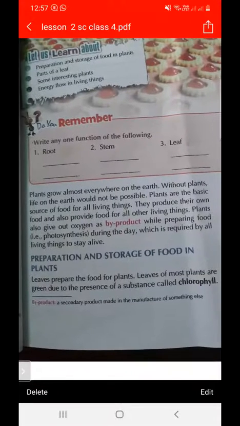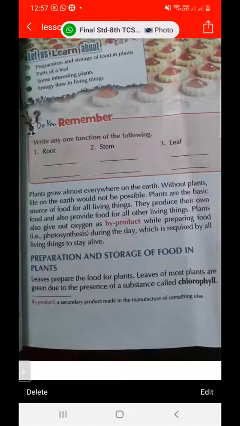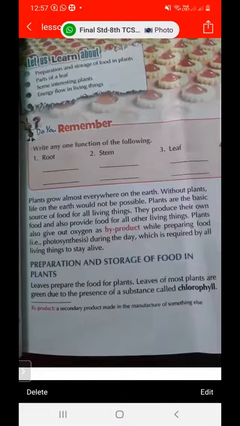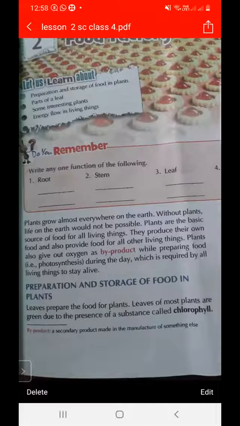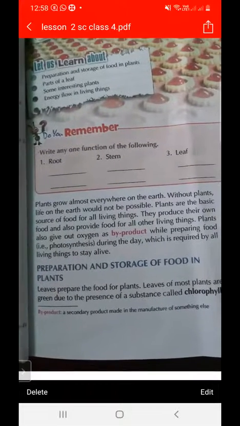Next topic is preparation and storage of food in plants. Plants prepare their own food. Leaves of most plants are green due to the presence of a substance called chlorophyll. Leaves prepare the food for plants. As we know, in the plant, leaves prepare the food for the plant, and this is the function of the leaf.